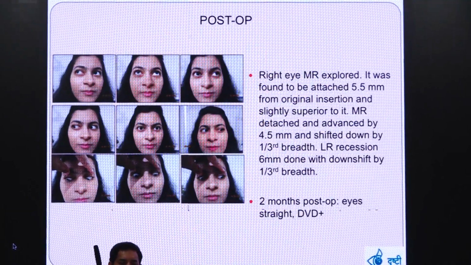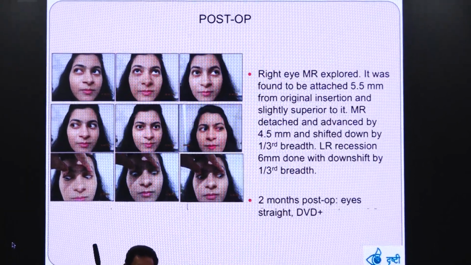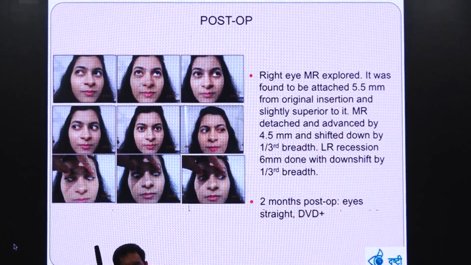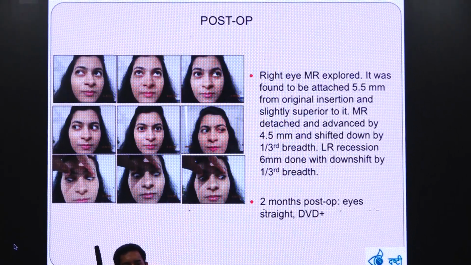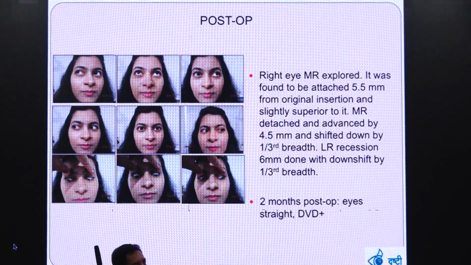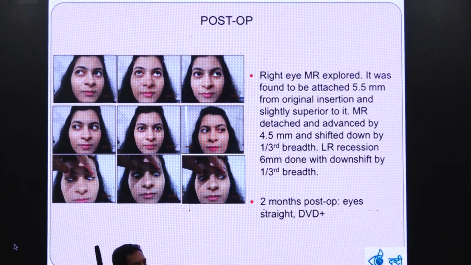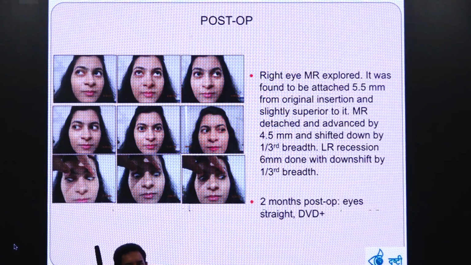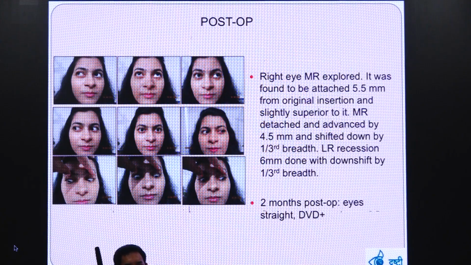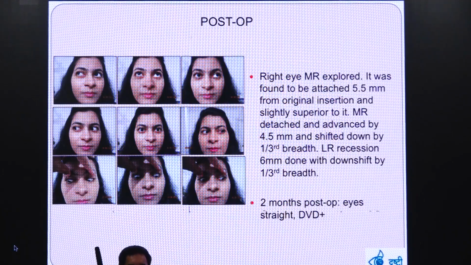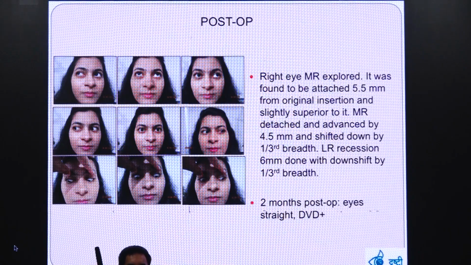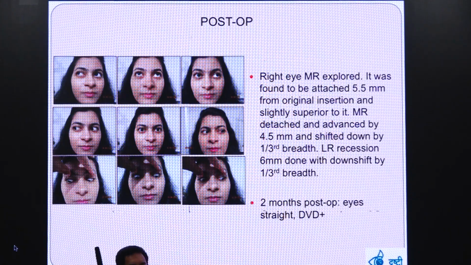So I explored her right eye. The MR was found to be attached at 5.5 millimeters where I had placed it initially, slightly superior to the original insertion. So we detached it, advanced by 4.5 millimeters and downshifted by 1/3, because I had already recessed the superior rectus with Faden, so I didn't want to do another rectus muscle for her DVD. And recessed the lateral rectus 6 millimeters and again downshifted by 1/3 breadth. So 2 months post-op, she had relatively straight eyes, but some amount of DVD persisted.